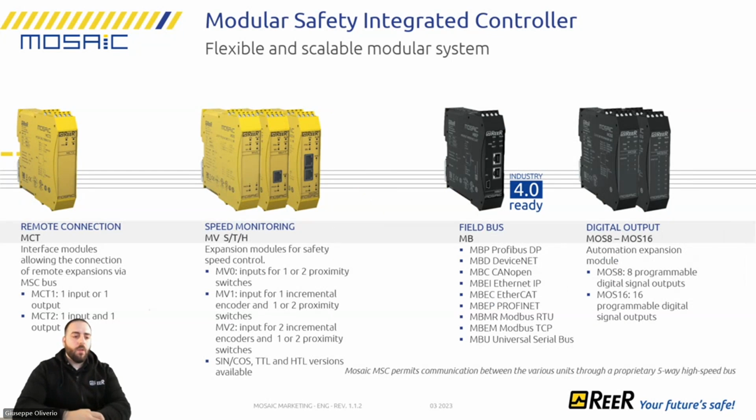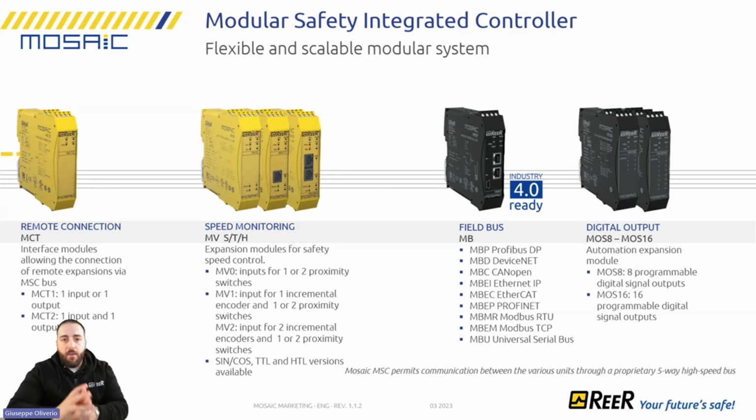Then, for some particular function like the speed monitoring, we have the expansions able to manage the signal from proximities or encoders. And we have 3 different models. The MV0 has inputs for 1 or 2 proximities. MV1 has 2 proxy plus 1 encoder. MV2 is 2 proxy plus 2 encoders.